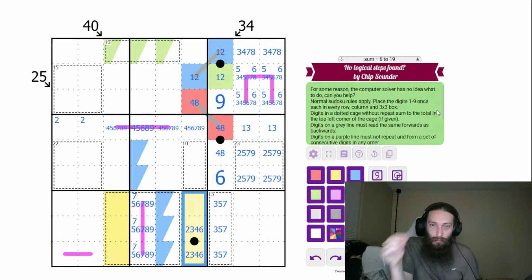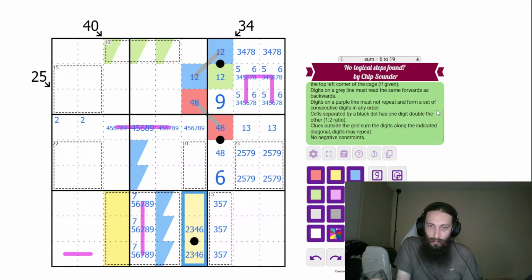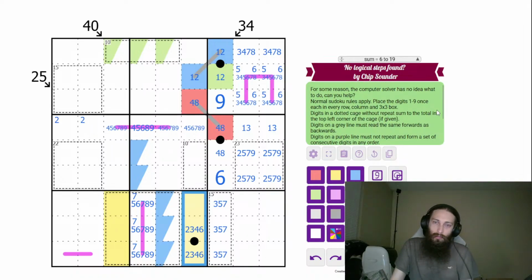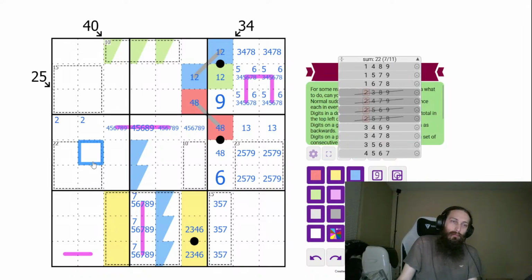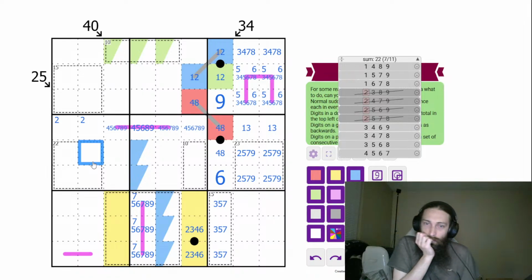I didn't forget any of the rules, did I? Normal Sudoku rules, dotted cages, palindromes, Renbands, Crockies, and Little Killers. That's it. Basically, in box 4, the 22 cage, the only thing it can't have is a 2. Yeah. 1, 3, 4, 5, 6, 7, 8, and 9. Yep.